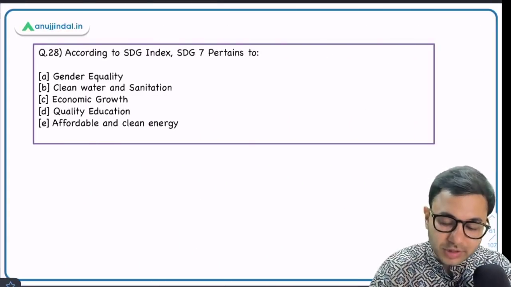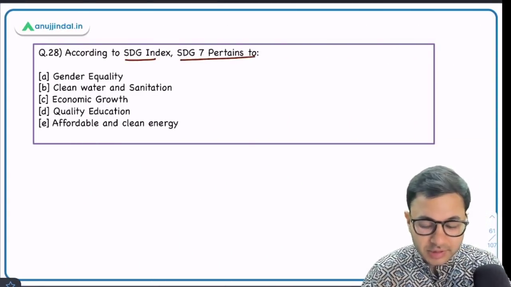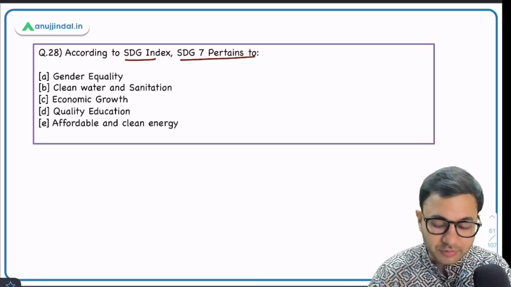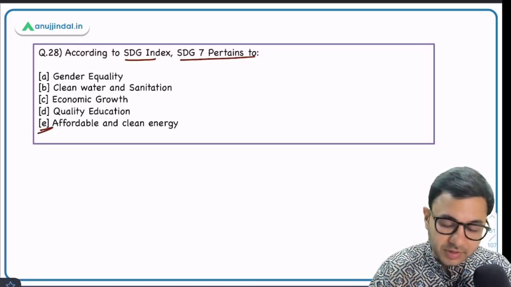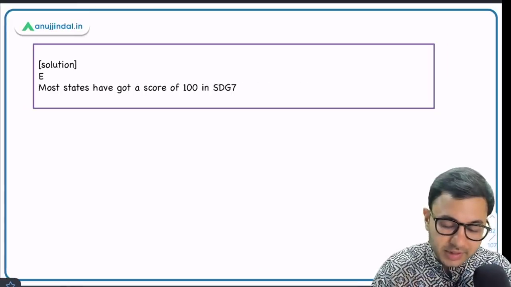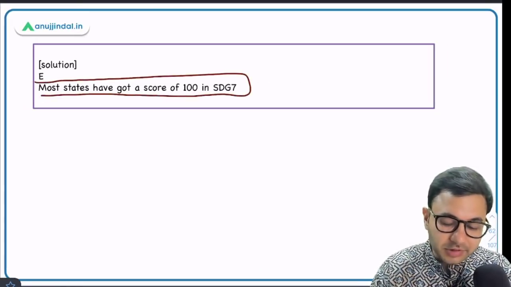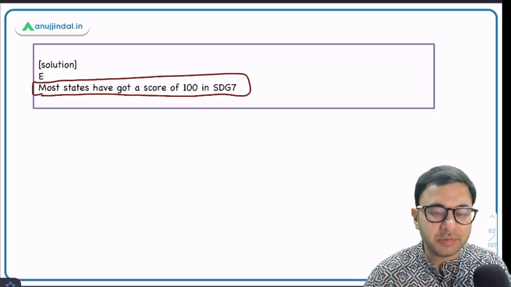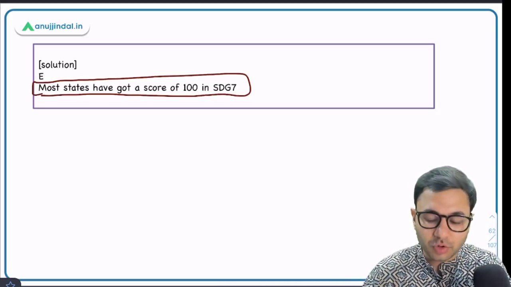28th question. According to SDG Index, SDG 7 pertains to what? Gender equality, clean water and sanitation, economic growth, quality education, affordable and clean energy. The answer is option E, affordable and clean energy. Why I have asked this question is because most states have got a score of 100 in SDG 7. Matlab wo affordable and clean energy provide kar rahe hain. That's why they've got a score of 100.